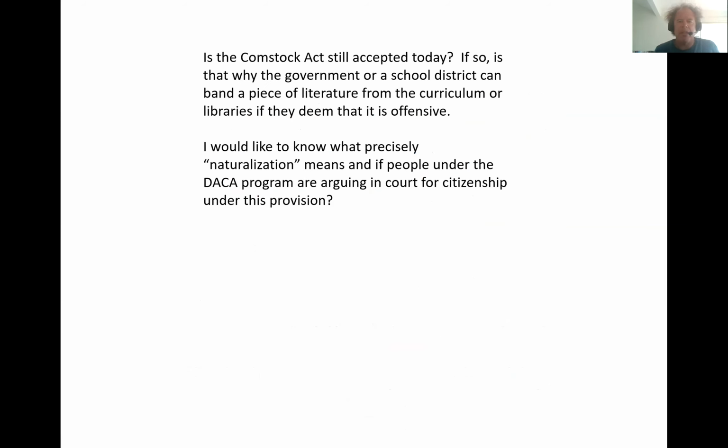And then just a couple of quickie questions with which to end. Is the Comstock Act still accepted today? If so, is that why the government or school district can ban a piece of literature from the curriculum or libraries if they deem it offensive?